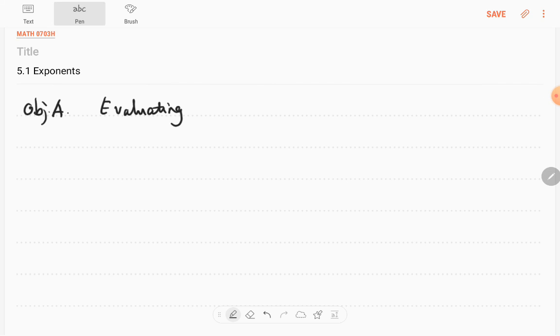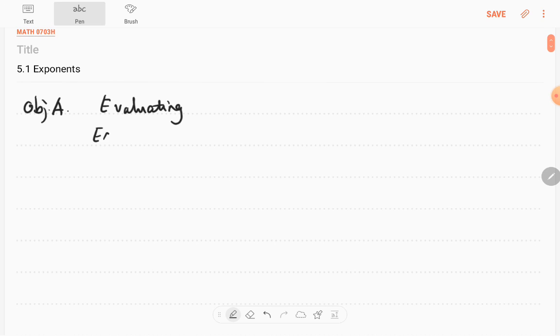Because we already know the exponential expression is just repeated multiplication with the same factor, right? So let's check some examples. Let's see if we have 2 to the third. So how can we evaluate it? The same factor here is just the 2, and we have 3 of them. So we will write it like 2 times 2 times 2, and we only need to do the multiplication.